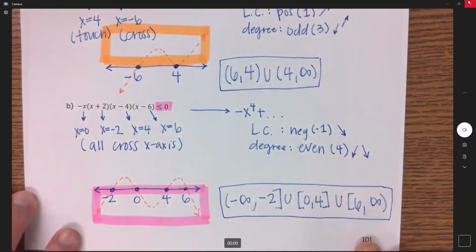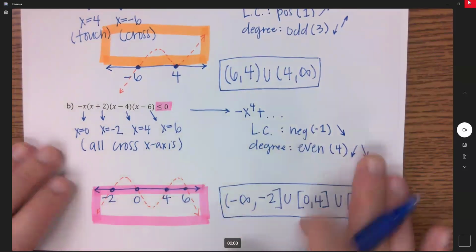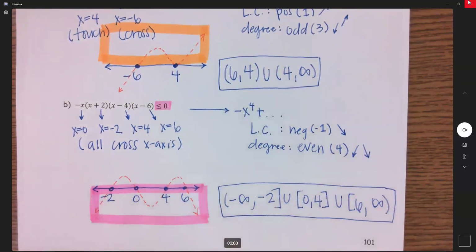So I really like these questions because now we're putting all of that information together to graphing that rough sketch of what that polynomial will look like.